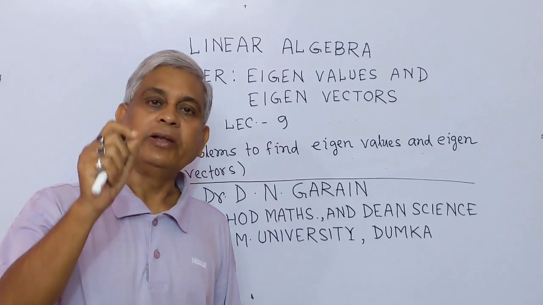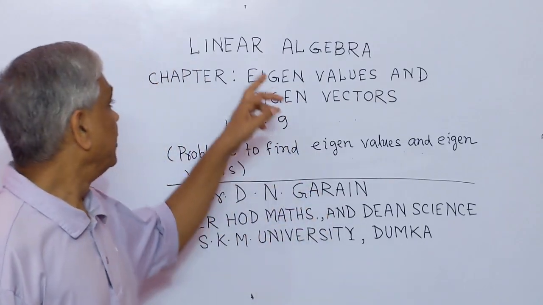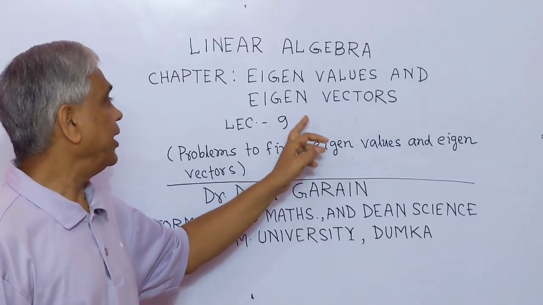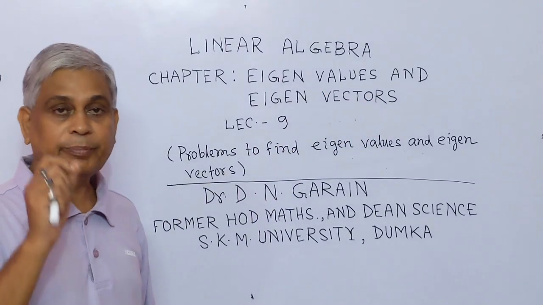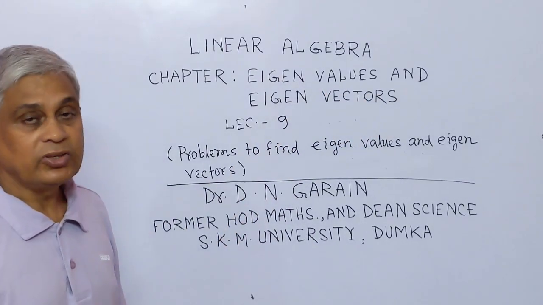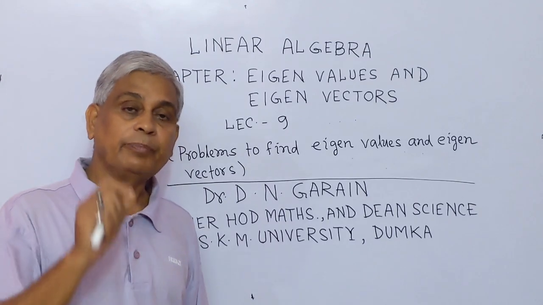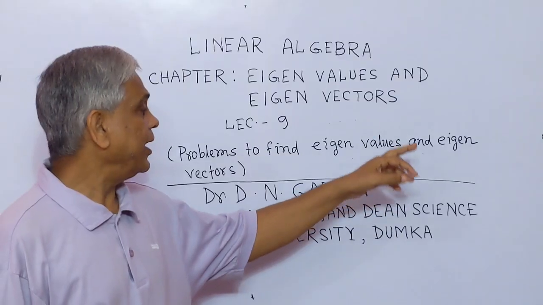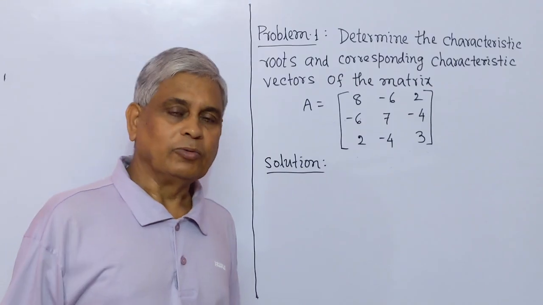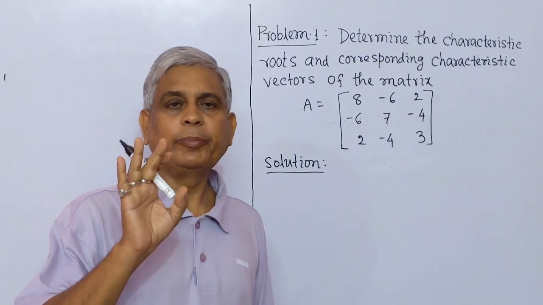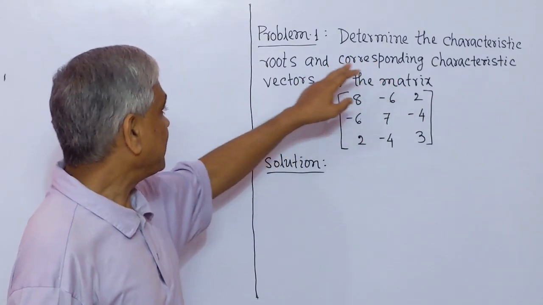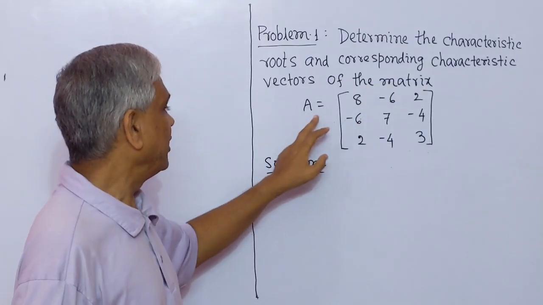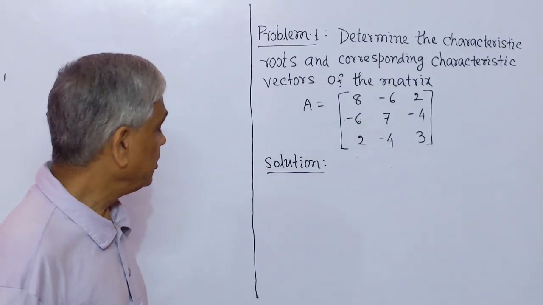Today I will deliver lecture on linear algebra chapter Eigenvalues and Eigenvectors, lecture number 9, in which I will solve some problems to find eigenvalues and eigenvectors. Now we solve a problem. The problem is: determine the characteristic roots and characteristic vectors of the matrix A. A is the given matrix.